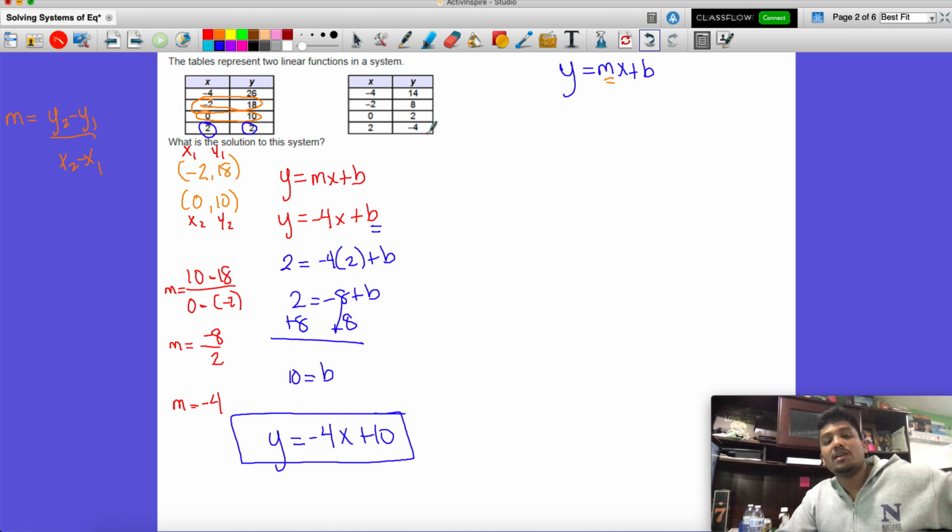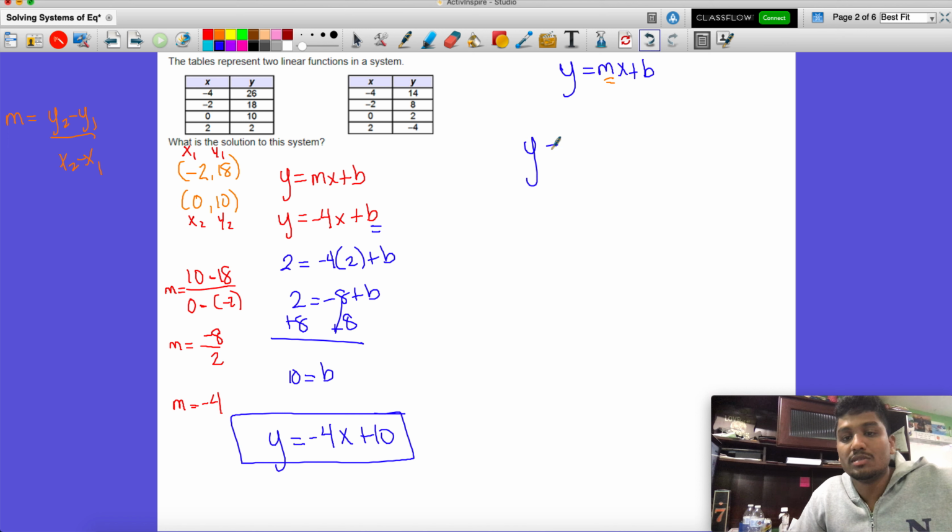Now, for the second one, I'm going to do it a little bit differently. I'm not going to do the whole thing. I'm actually going to show you the easier way to do this. So here's y equals mx plus b. In the first one, you see how our b value is 10? That's right here. It's always where x is equal to 0. That's your y-intercept. So the same thing for this one: look to see where your x is 0, your y-intercept then would be 2.